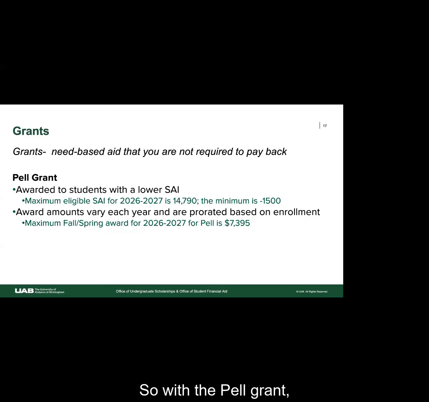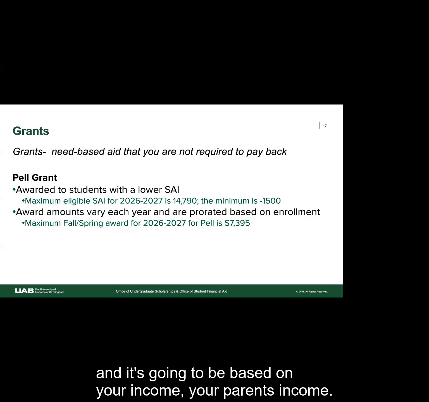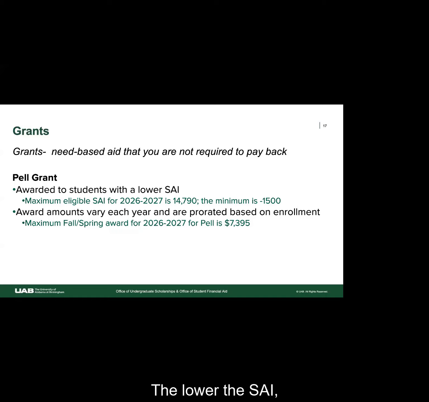So with the Pell Grant, the maximum you could get for the year is going to be based on your Student Aid Index. That's going to be based on your income each year, and it's going to be based on your income and your parents' income. The lower the SAI, the more Pell Grant you get. So in simple terms, the more income you make, the less Pell Grant you would get.